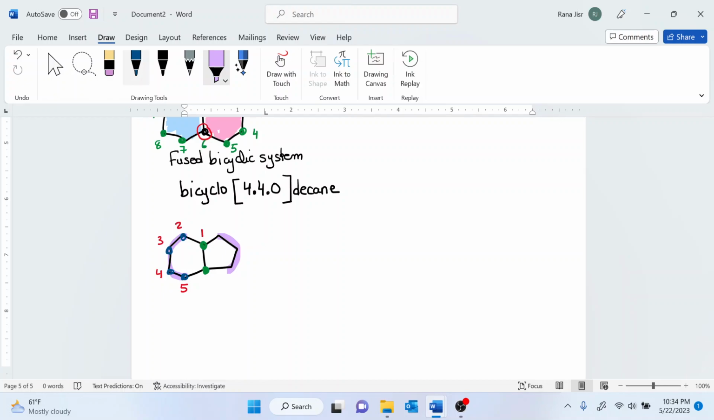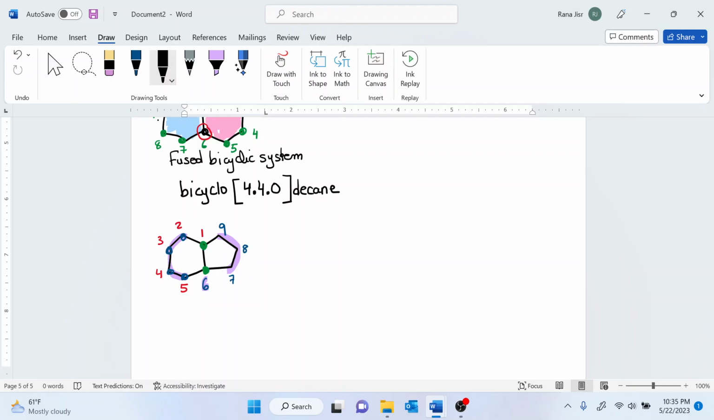Once you hit 5, you need to finish up and go over 6 in there. So this is 6. And then go over the side of the cycle that has less number of carbons. This is 6, this is 7, and that is 8, and that is 9. So I have a total of 9 carbons in there.